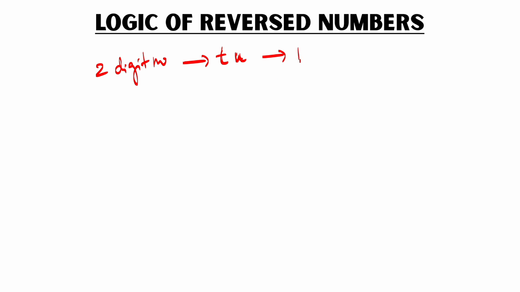Now what is the value of the number? We can write it as 10T plus the units place, which is U, right? The number which is in the units place, we can mention it as U. Now if we reverse this, then what do we get? UT. Now we can write T plus 10U, right? As U is in the tens place, we can make it 10U. Now what is the difference?